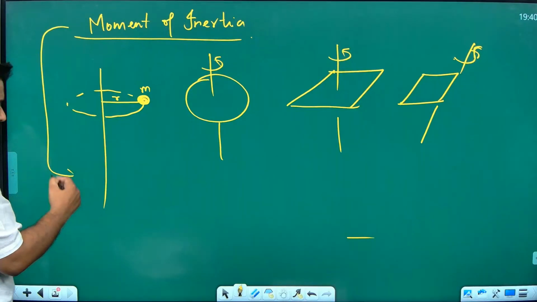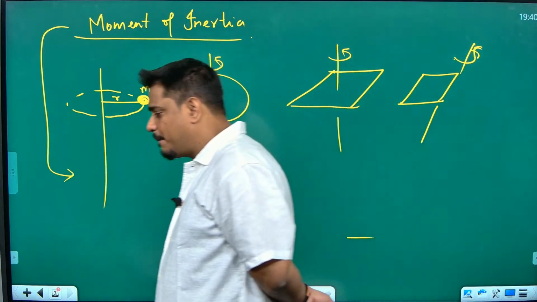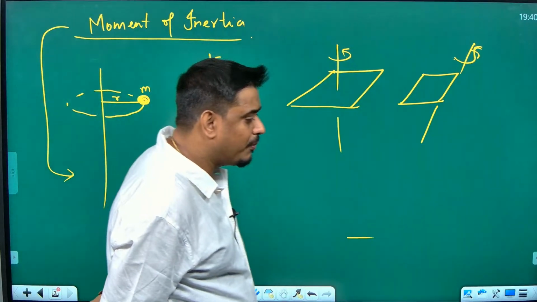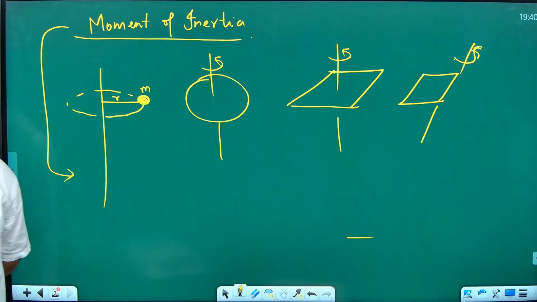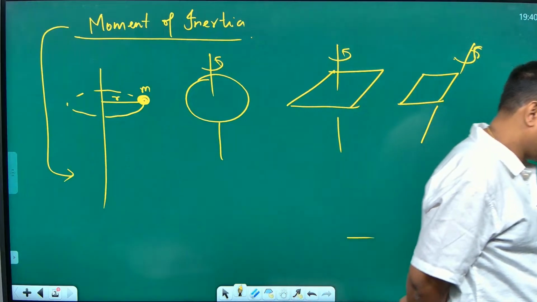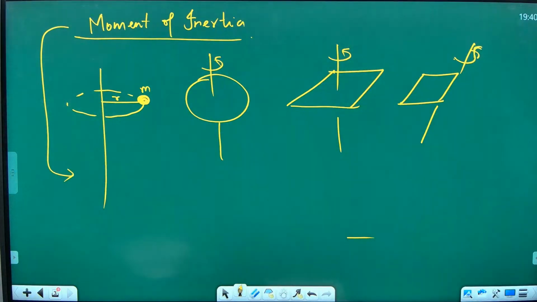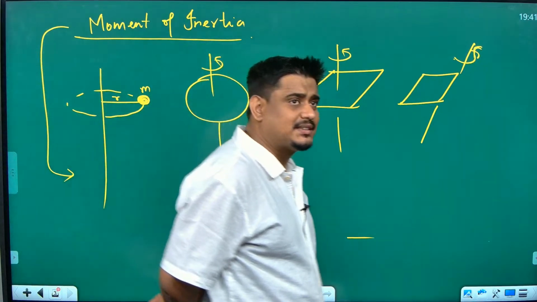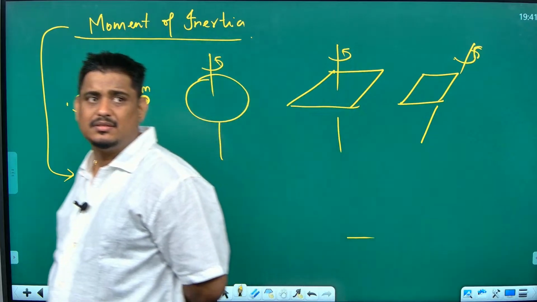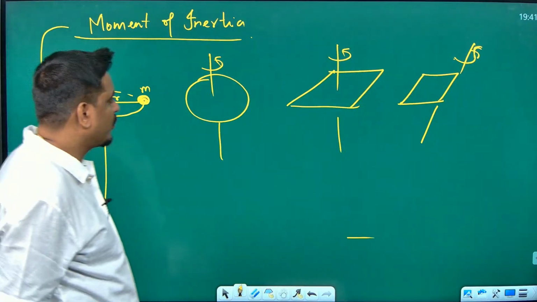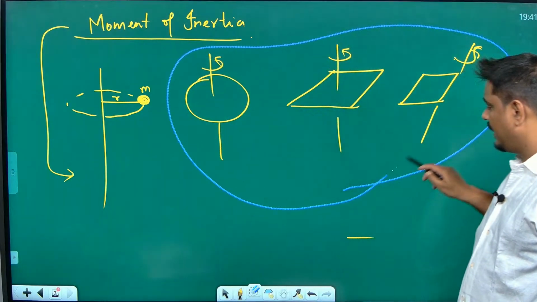Write a definition. It is defined as the product of mass and square of the perpendicular distance of the mass from the axis of rotation.